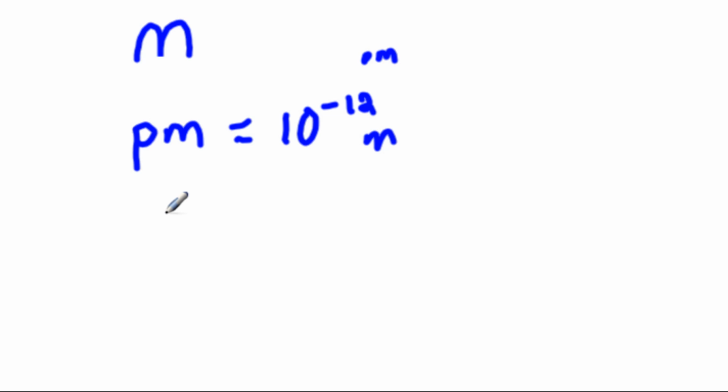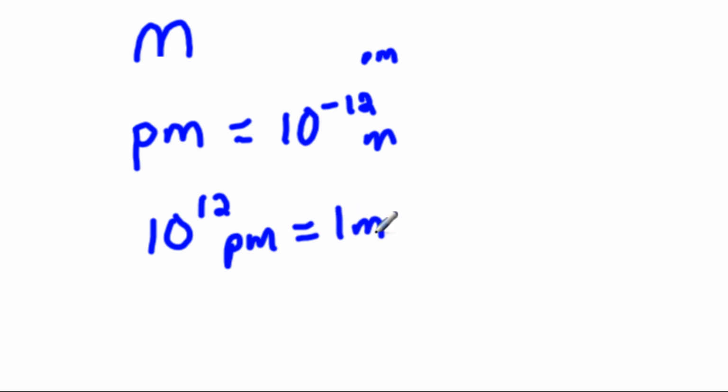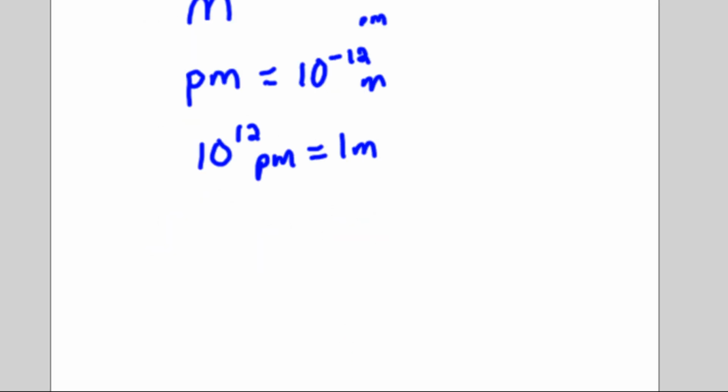In other words, since a picometer is 10 to the minus 12 meters, one trillionth of a meter, what if we had 1,000,000,000,000 picometers, and that would be equal to a meter?